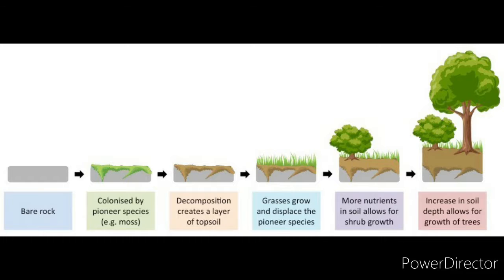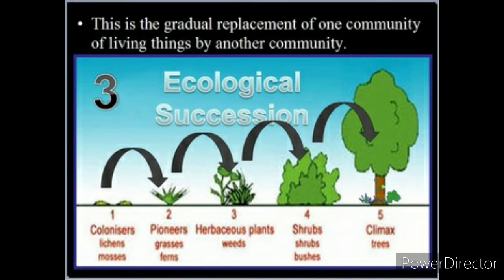Fourth one is sere, a sequence of ecological communities arising in an area from the initial pioneer community to the final climax community. Fifth one is primary succession.